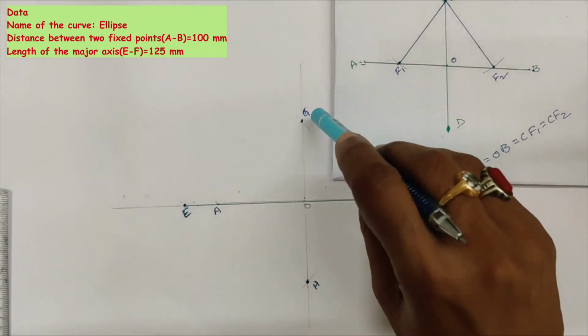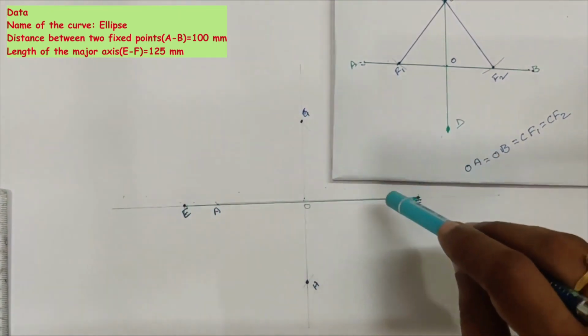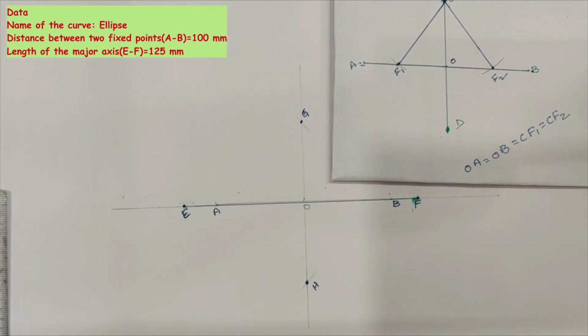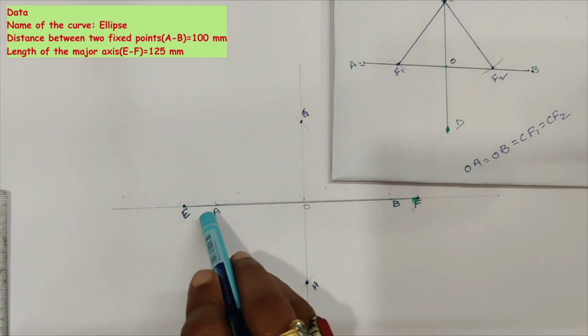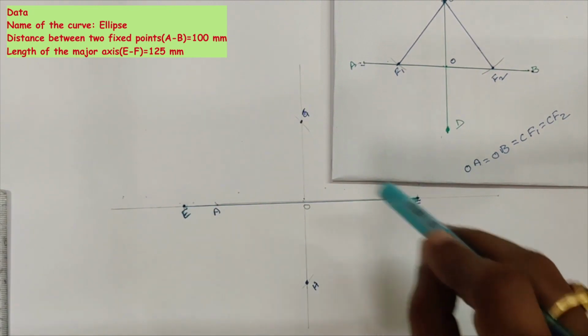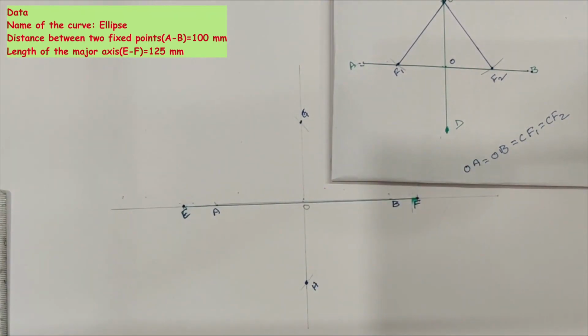Here the distance GA is equal to OE, GB is equal to OE is equal to OF. Generally, the length of the major axis is mentioned as AB and minor axis is mentioned as CD, and fixed points are mentioned as F1 as well as F2. But in the present problem, the fixed points we mention as AB, the major axis we mention as EF, and the minor axis we mention as GH. With this basic information, we need to construct the ellipse.